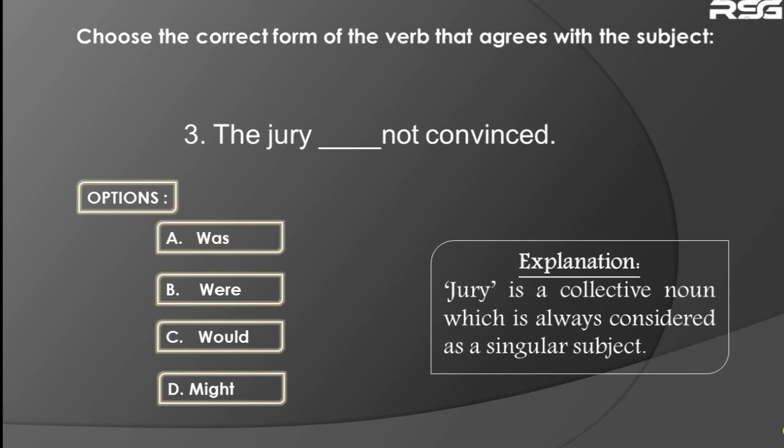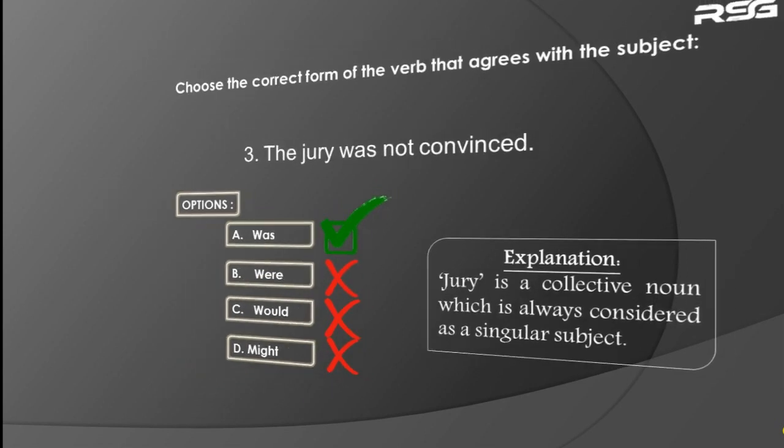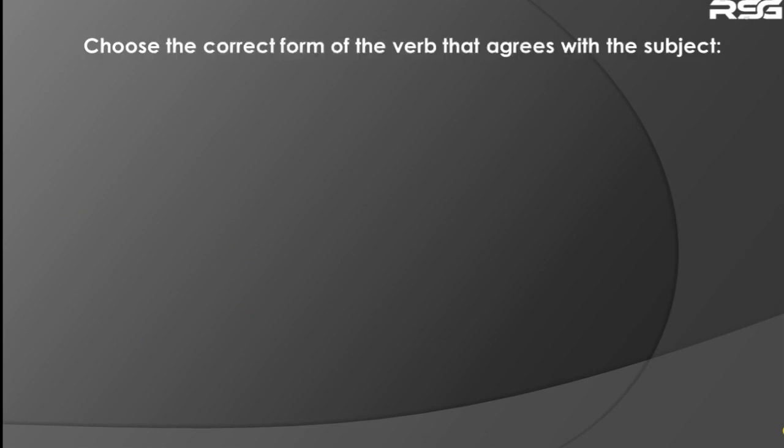Therefore, the verb that we are going to use here also will be in a singular form. So the correct verb that we are going to use here is what? Was. All right, so the answer will be the jury was not convinced. Okay, now let's switch on to sentence number 4.